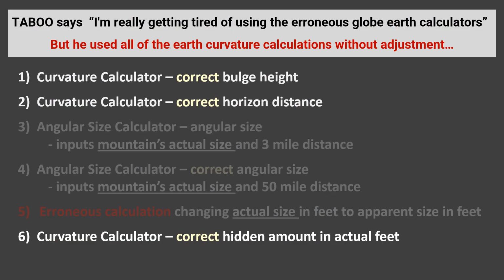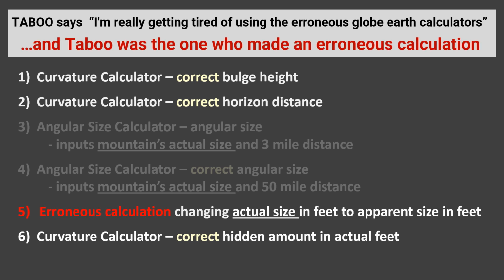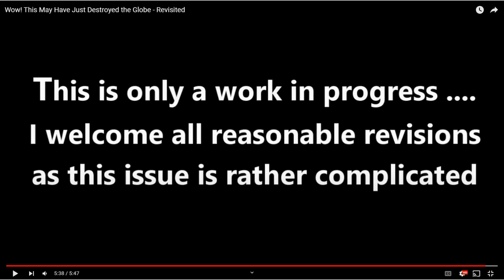So again, the irony is that on one hand, Taboo says, I'm really getting tired of using the erroneous globe Earth calculators. So what does he do? He uses all of the Earth curvature calculations without adjustment to get the correct bulge height, to get the correct horizon distance, and to get the correct hidden amount in actual feet. And Taboo was the one who made an erroneous calculation by changing Denali's actual size to a much smaller size. At the end, Taboo said, this is only a work in progress. I welcome all reasonable revisions as this issue is rather complicated. Well, to be honest, the issue is really not that complicated.